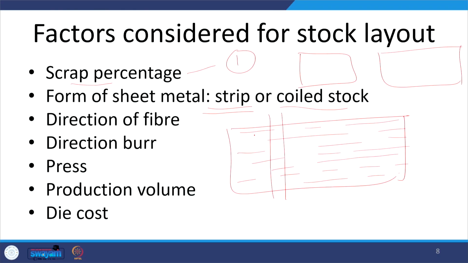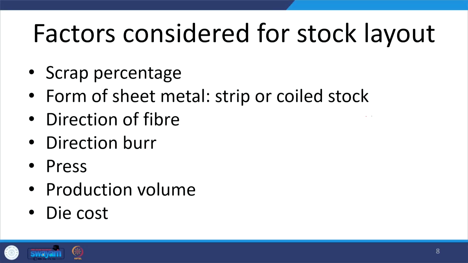So, this is one aspect: if there is any limitation or condition on how the stock layout should be developed with regard to the direction of fiber, then that will simply reduce the material utilization and increase the scrap. The direction of burrs: mostly the burrs are produced at one end, so we have to see on which side the burr should be produced. Sometimes producing the burrs in a specific direction also limits the stock layouting, and that in turn affects the scrap. Press design is important.